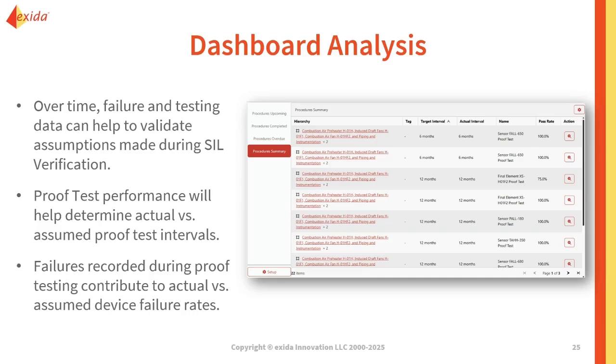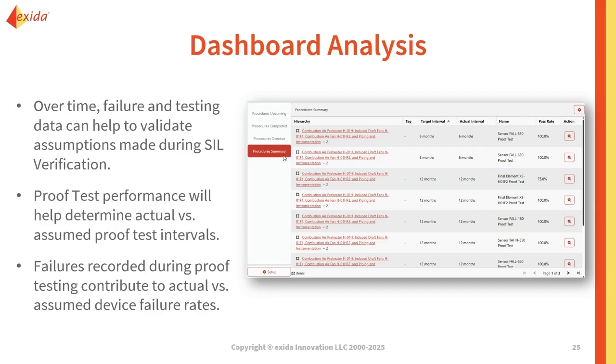So what is shown here is just one example of our preset widgets. Here you can see that even in this widget, we have other tables embedded to provide context on your proof test records. So we have procedures upcoming, procedures completed, procedures overdue, and then the summary you're seeing here.